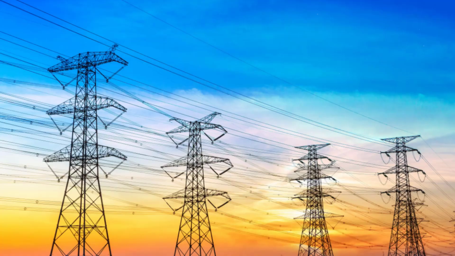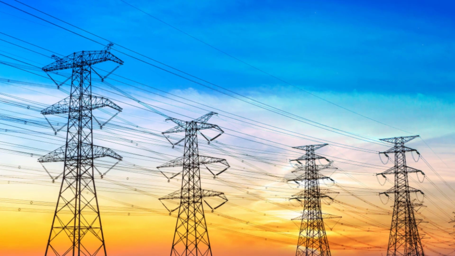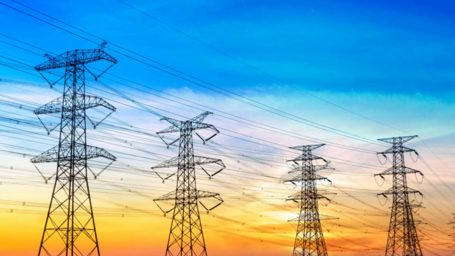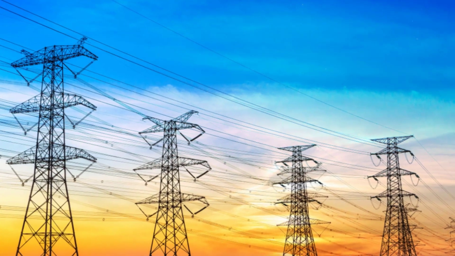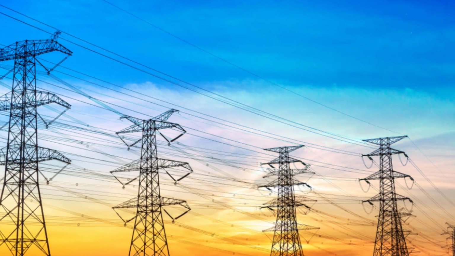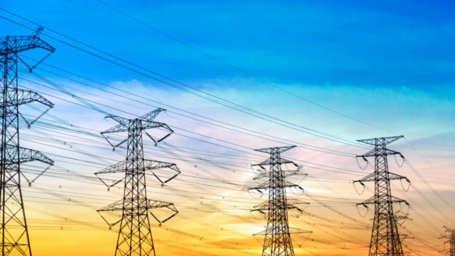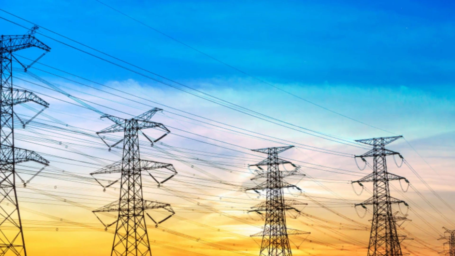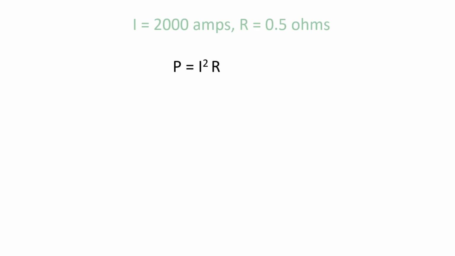The I squared R equation is typically used for conducting wires that have different currents flowing through them. These power lines may carry a current of 2000 amps each, the current being bigger at times of the day when people are using more electricity. They have a resistance of only about 0.5 ohms for each kilometre of line.